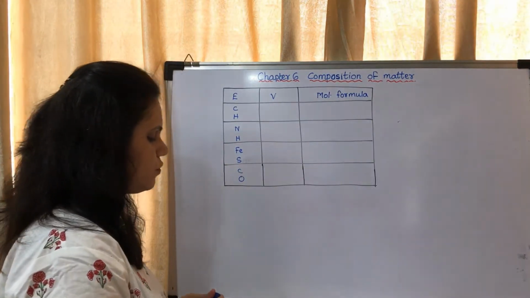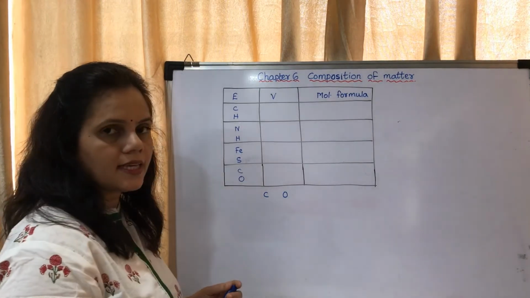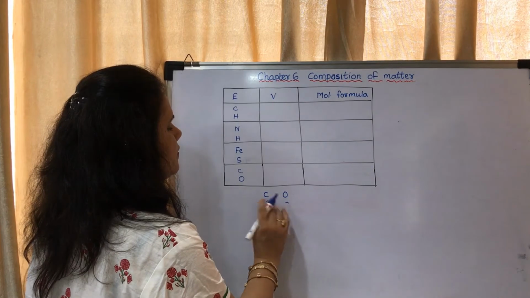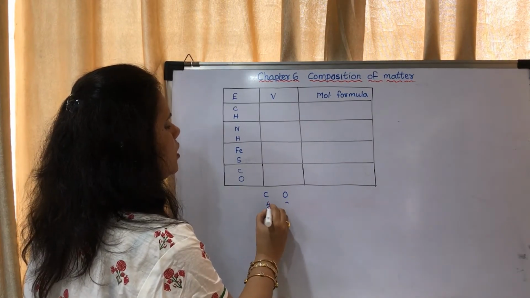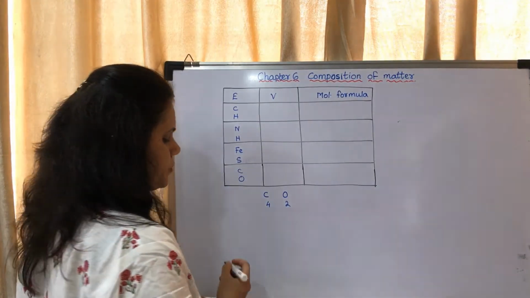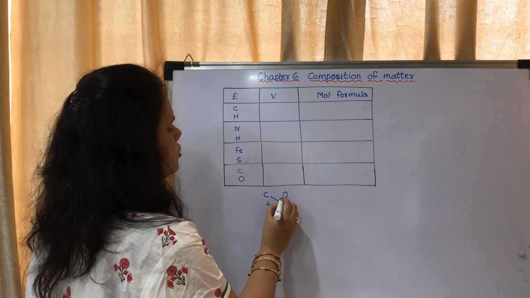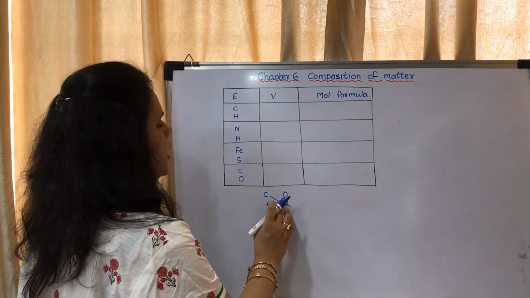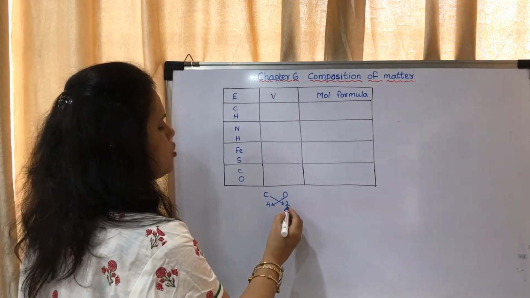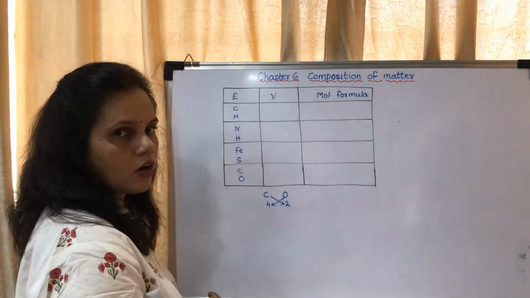So what you have to do first, you have to write the names of constituent elements, C and O. Then you have to write the valencies. The valency of C is 4 and the valency of oxygen is 2. In step 3, you have to show the cross multiplication. You have to write the valencies opposite to each other. That means this 2 we will write for C and this 4 we will write for oxygen.